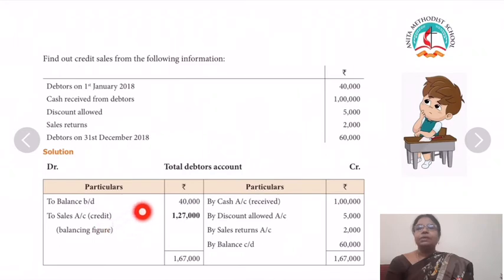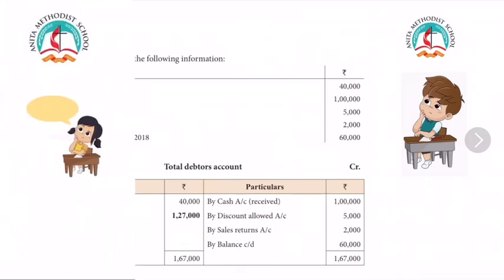Now we will prepare total debtors account, debit, credit. So it is a debtors account, always debit balance, to balance brought down 40,000. By cash received 1 lakh. By discount allowed 5,000. By sales returns 2,000 and the closing debtors 60,000. So the difference between the debit side and the credit side comes to 1,27,000. That is to sales account, credit sales, that is the balancing figure.